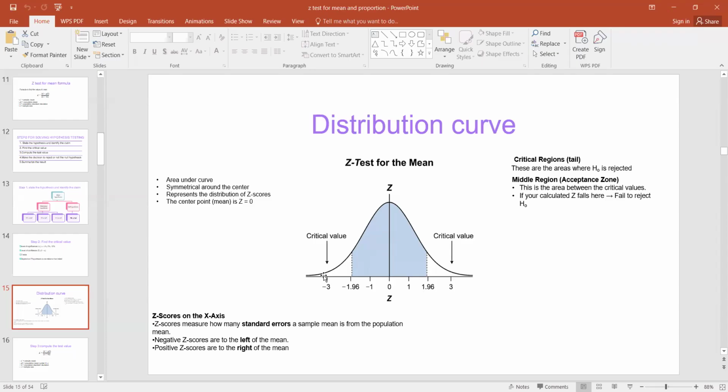These are the tails, which are the critical region. If the value falls in the critical region, the null hypothesis is rejected. This is the middle area between the two critical areas. If we calculate a z which falls in this area, we fail to reject the null hypothesis.